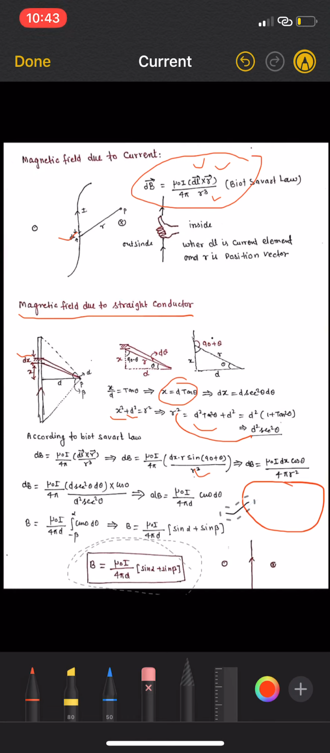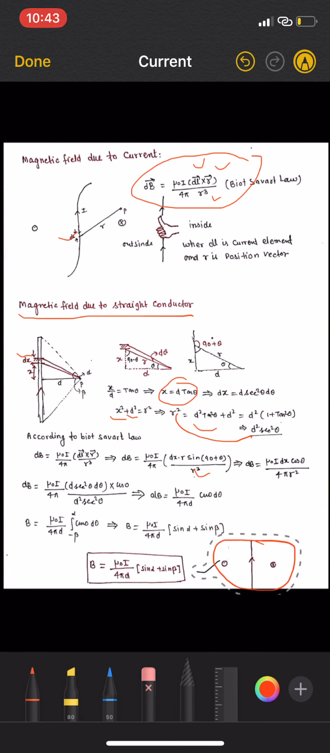So the final formula for the magnetic field due to a current carrying wire, if the first end of the wire makes angle alpha and the second end makes angle beta, is given like this. This is the formula. If the first angle is alpha and the second angle is beta, it means the first end of the rod makes angle alpha and the second end makes angle beta. So this is the magnetic field formula, and using this we can find the direction as well.